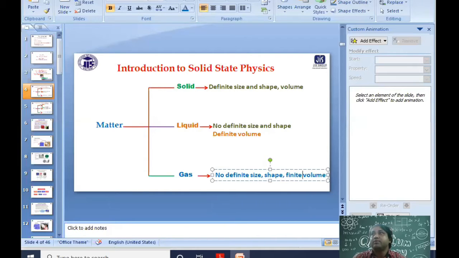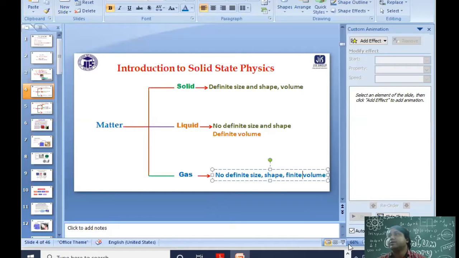It has finite volume. So finite volume will be there for the gaseous system.